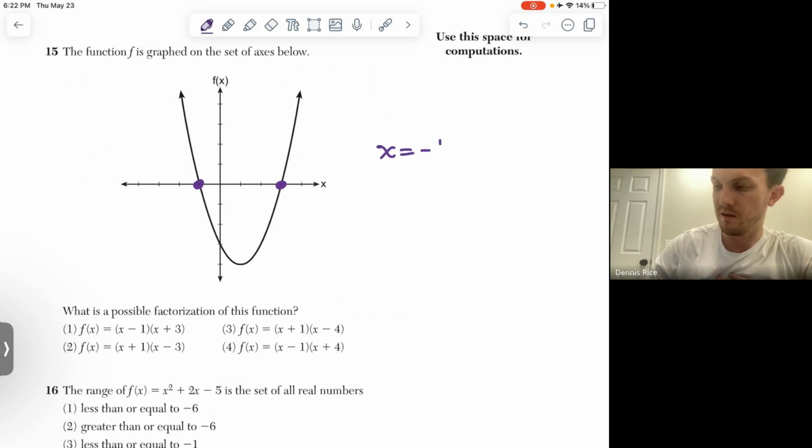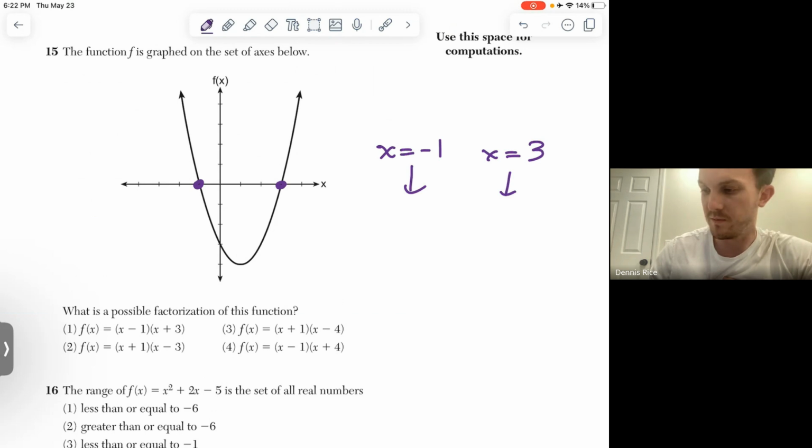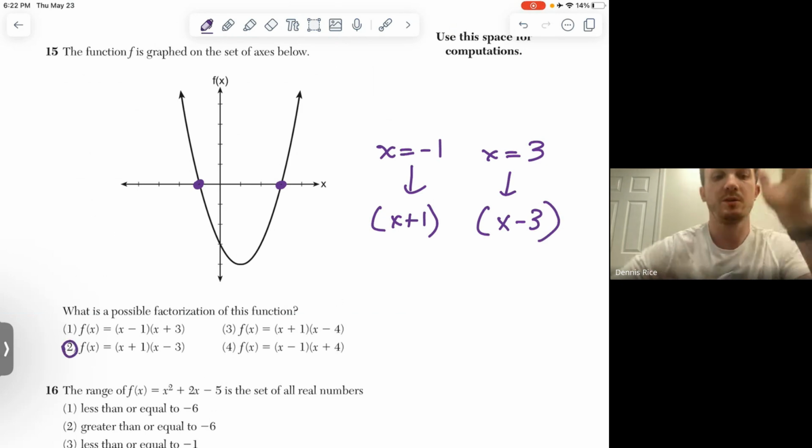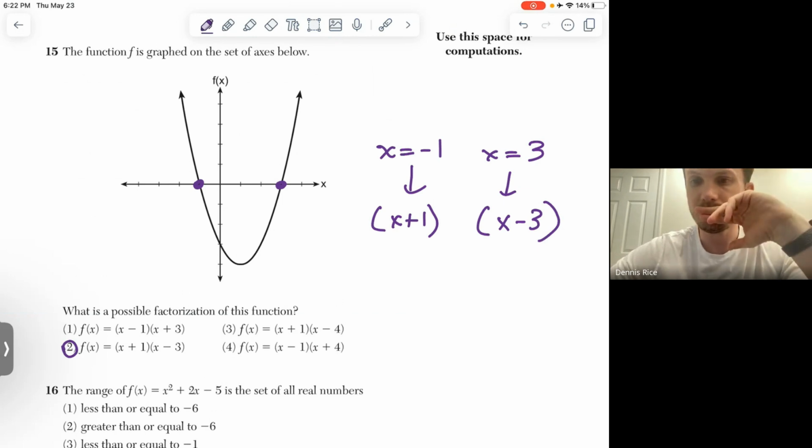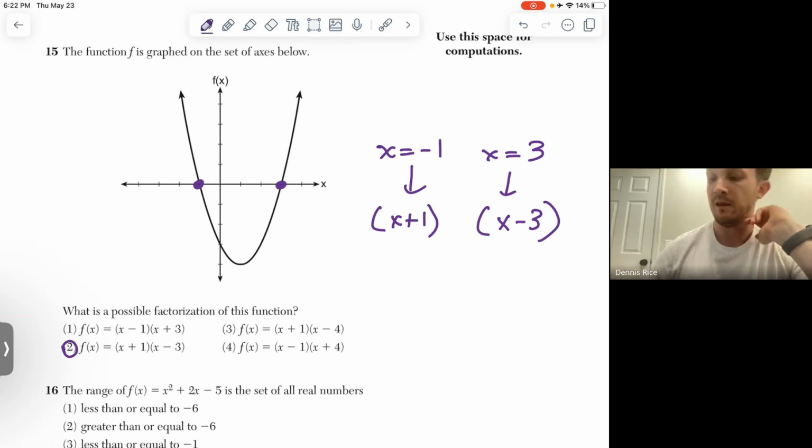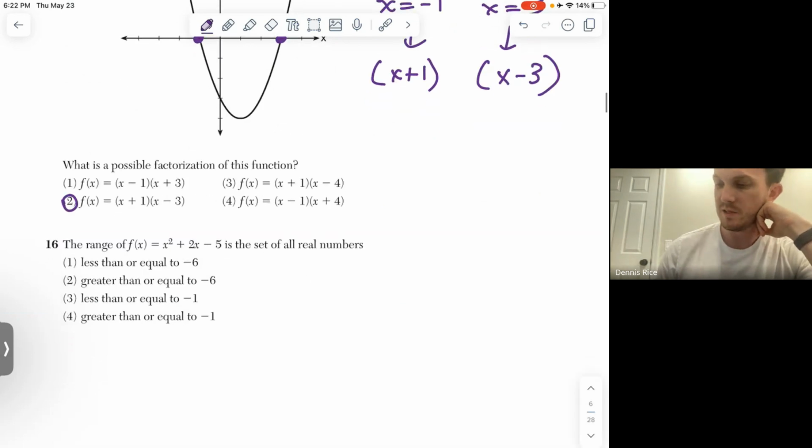It has roots at -1 and +3, which means what would they look like as factors? They would be the opposite or inverse of that. So x equals -1 would be x plus 1. X equals 3 would be x minus 3. So choice 2. Pretty fair multiple choice so far, I have to say, right? No spoilers. 15 is 2, yeah.